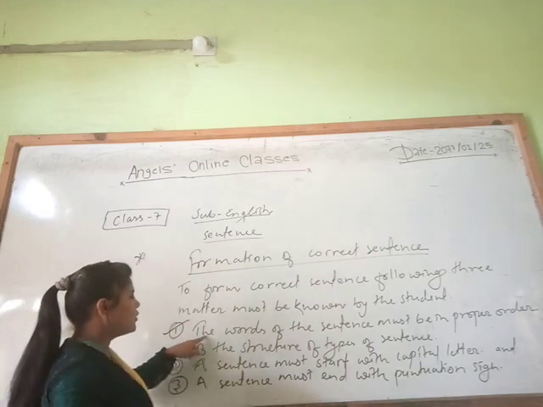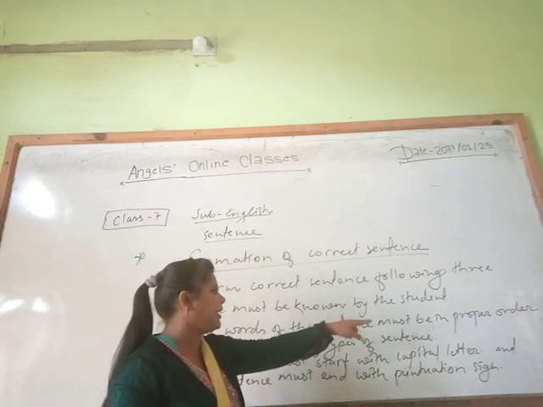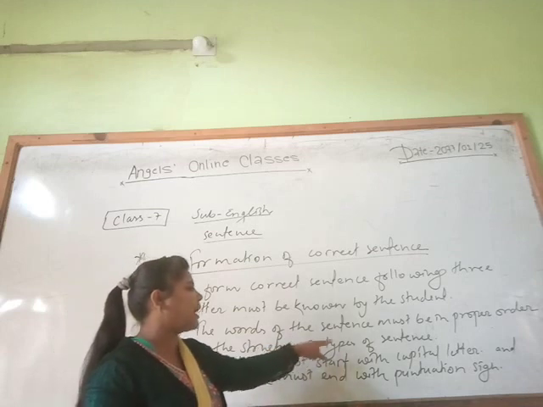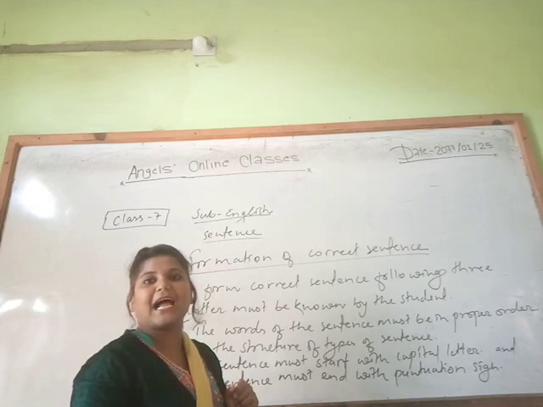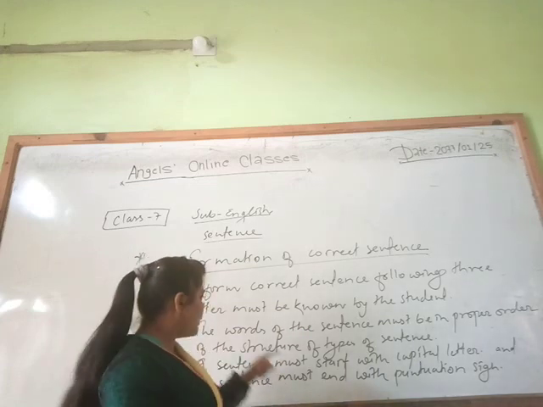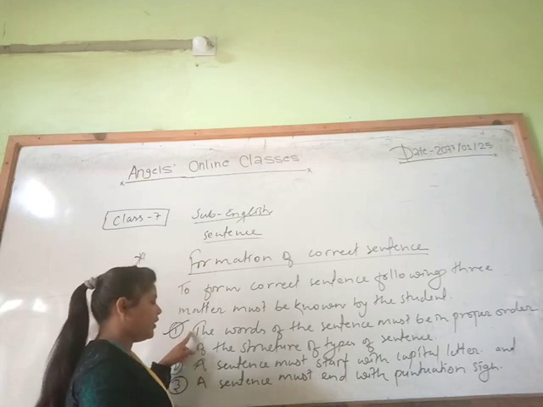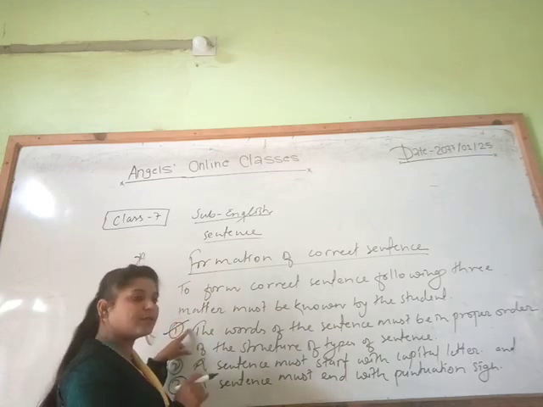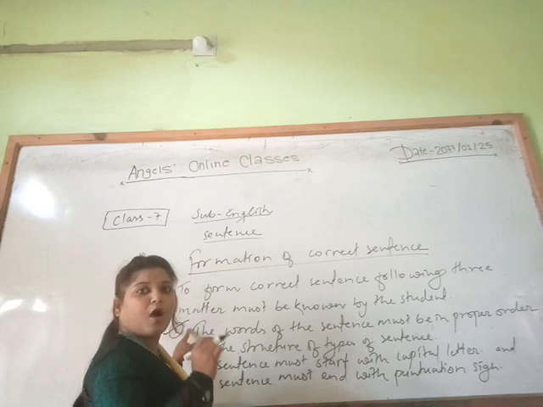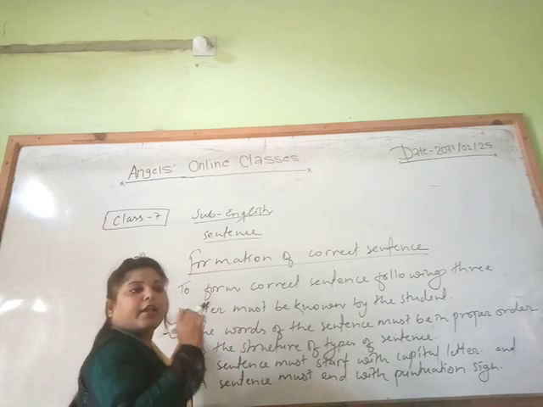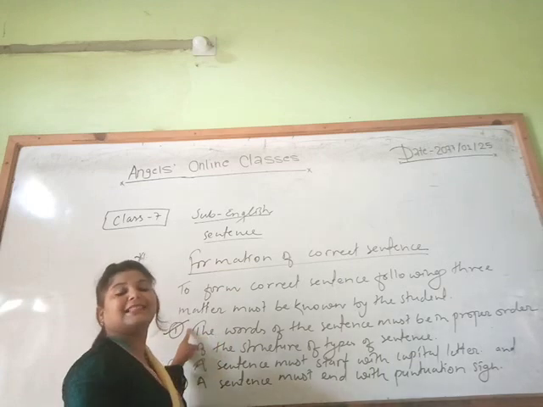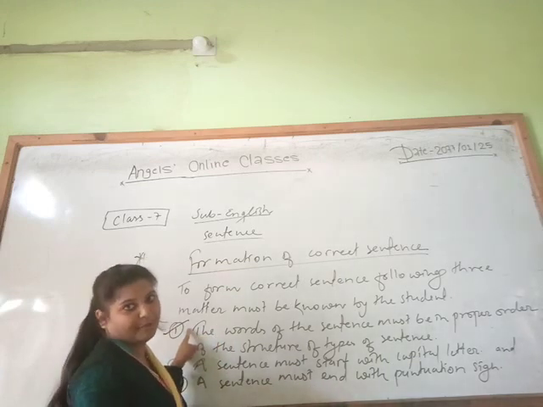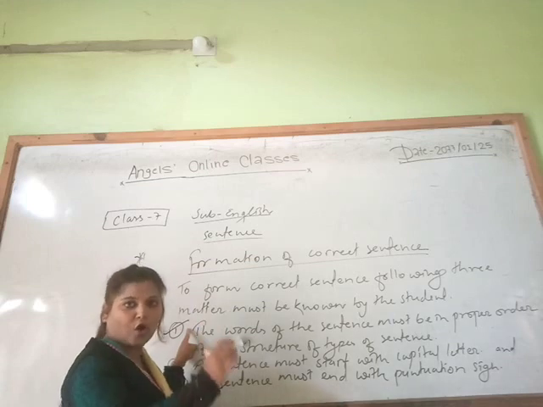First one is here, the words of the sentence must be in proper order. There are different types of sentence. Every type of sentence has got its own structure. So in the first rule you are going to know here, every word of a sentence must be in proper order of the type of sentence. If the words are not arranged in the proper order of the types of sentence, then that sentence cannot give sensible meaning and the sentence may be wrong.